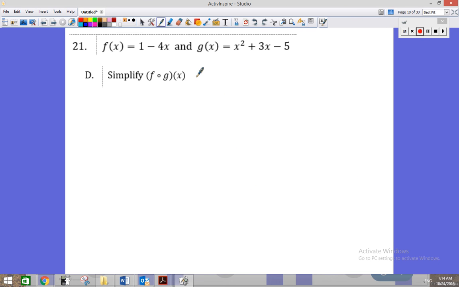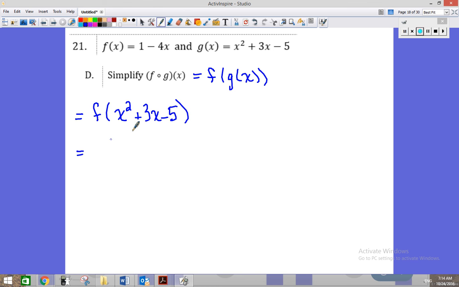Alright, so let's take a look at this composition. G is this quadratic, and that's the input into this linear function. Well, what does f always do to the input? F always creates a subtraction problem, 1 minus 4 times the input, and this time the input is this quadratic, x squared plus 3x minus 5.